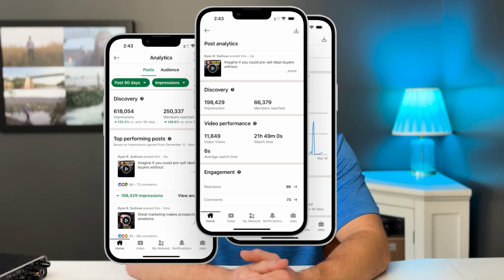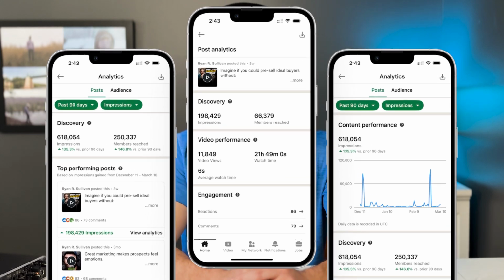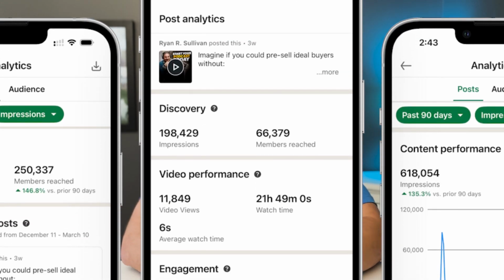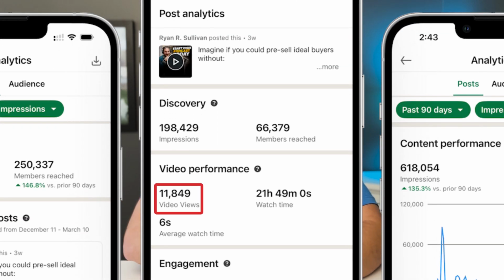LinkedIn gives you multiple metrics. The first metric they're going to give you on a video post is impressions. Impressions are the sheer number of times that video showed up in the feed. Views are individual people that watched that video, right? So an impression would be the video showed up. A view would be somebody actually consumed it after it showed up.